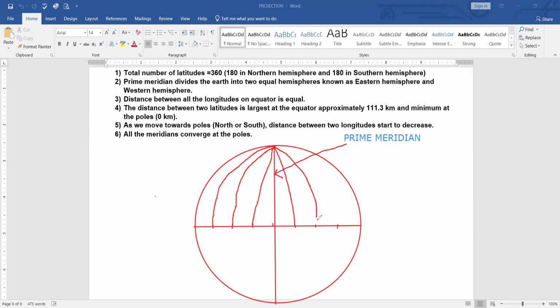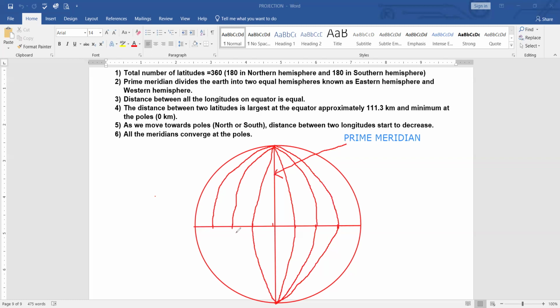See, we are starting from the North Pole, and on the equator, the difference between all the longitudes is equal. Now join till the South Pole. So what does it indicate? All the longitudes are converging at the poles. The difference between longitudes at the poles is of course 0, because all are meeting here. So the difference between all the longitudes at the poles, either South Pole or North Pole, is 0.